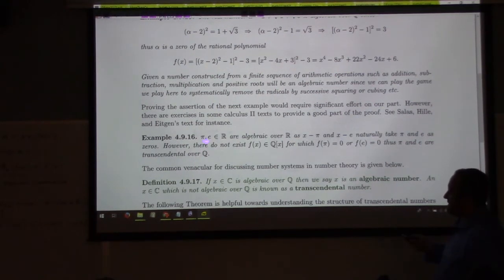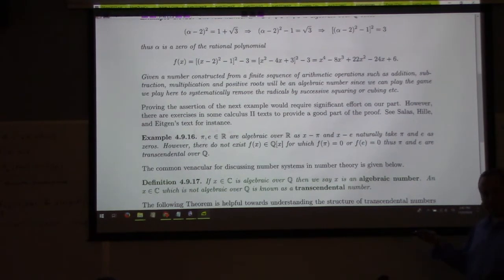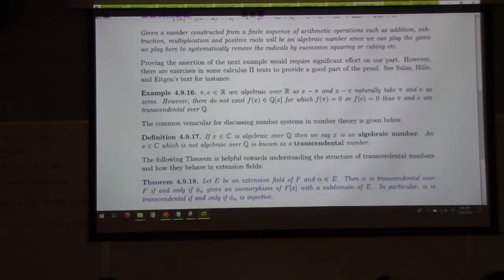There are, of course, numbers like pi and e. Pi or e, these are algebraic over the reals because, of course, x minus pi and x minus e are real polynomials, which take pi and e as zeros, right? Surprise, surprise. But on the other hand, you cannot find a rational polynomial which takes pi or e as a 0. Now, to prove that, that's a lot of work, all right? There's actually a pretty decent proof of e being irrational in the calculus book we were using last, Salas and Hille and Etgen. But anyway, here's the definition.